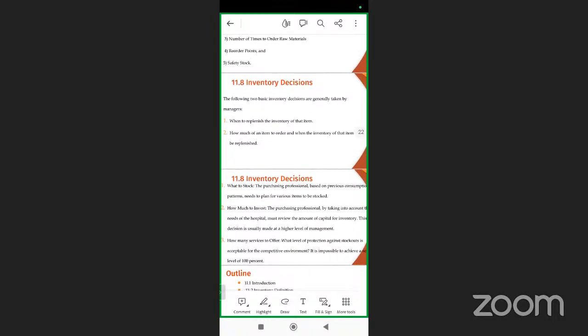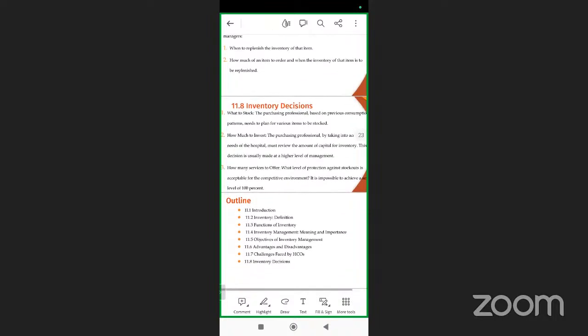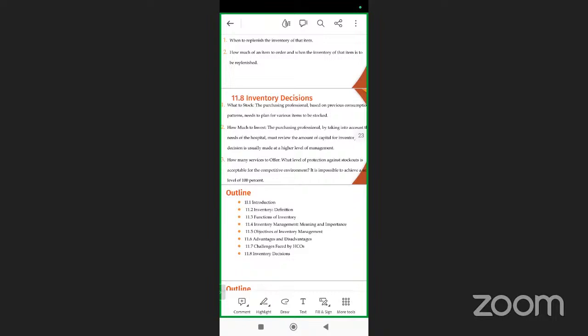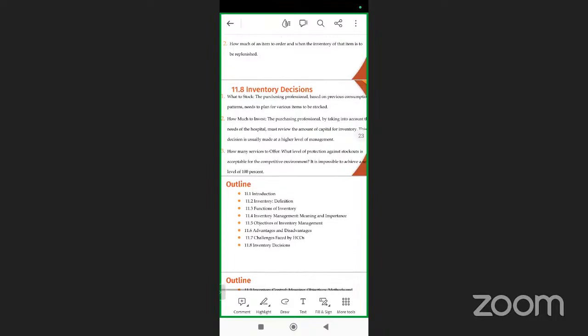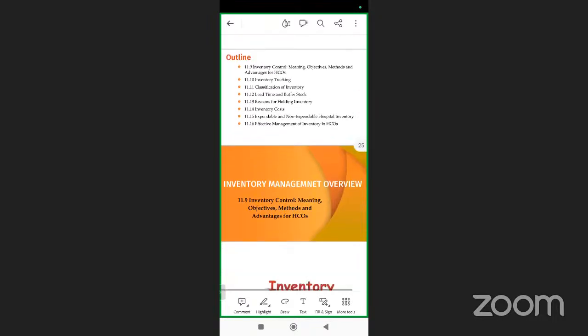Now, second one, inventory decisions. There are some inventory decisions involved in that. When to replenish the inventory of that item, how many of an item to order, when the inventory of that item is to be replenished. One is what to stock, how much to invest, how many services to offer, etc. Okay.